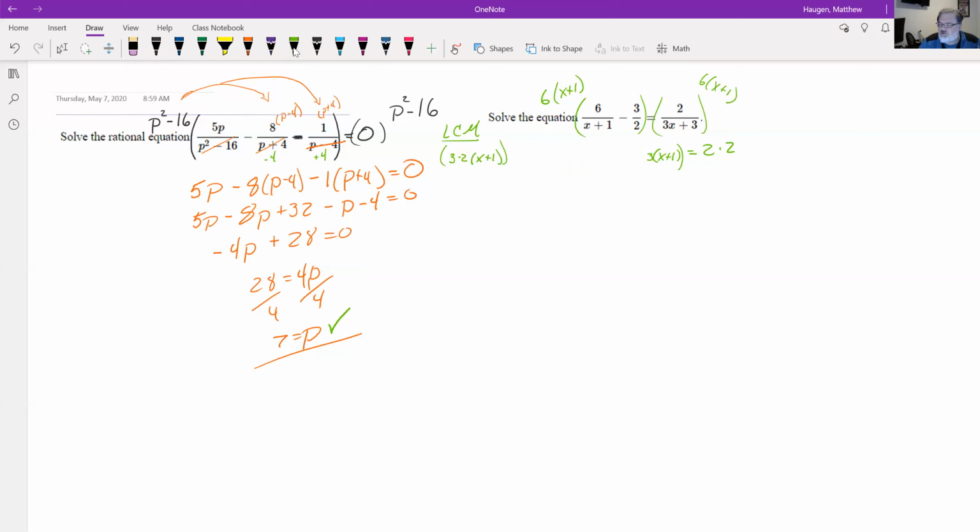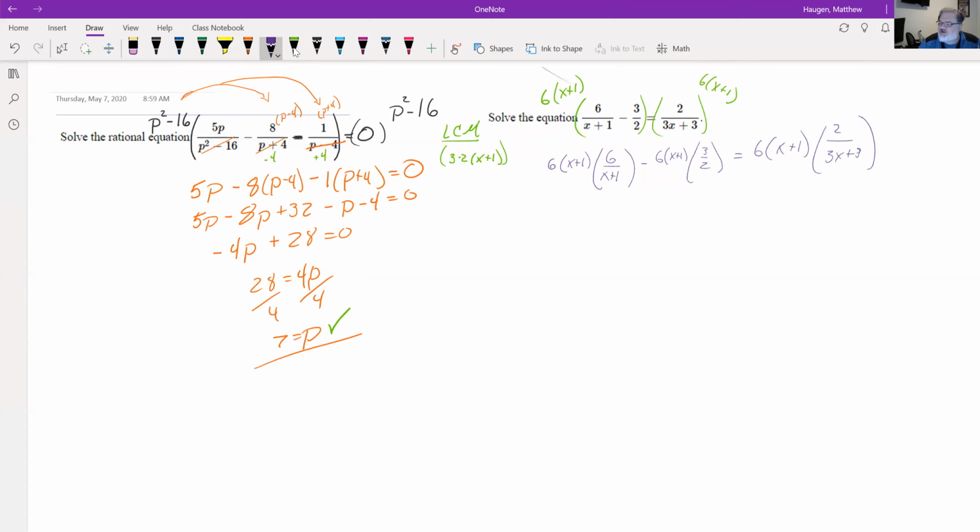And if you want, depending on what part of it you want to work on visualizing, we got 6x plus 1. That's being multiplied by the 6 over x plus 1. Then we have our 6 times x plus 1 times the 3 halves. And then that's going to be equal to the 6 times x plus 1 times 2 over 3x plus 3.